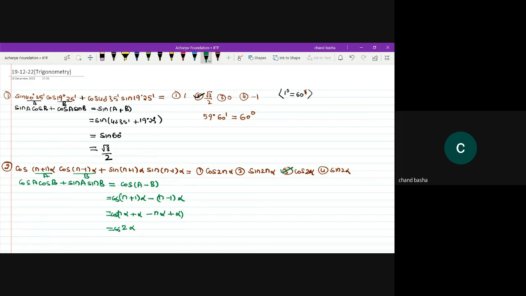So first, check which formula is involved in this question. If the formula is applicable, we can make use of that particular formula, and then we go for the solution. Let's have the discussion of the next question. Hope these two questions are clear, guys.